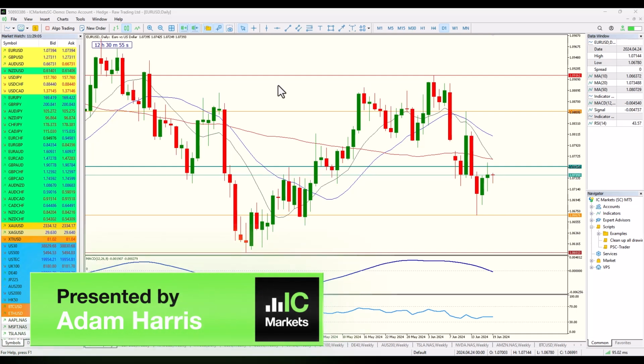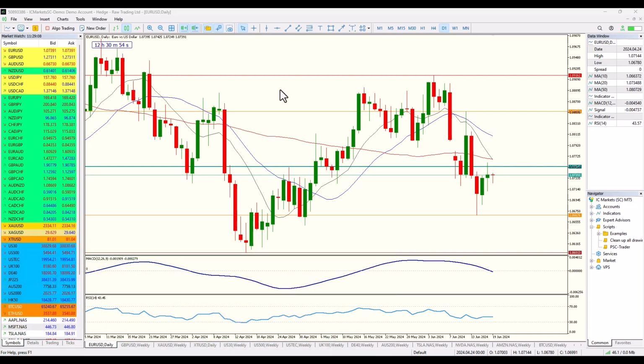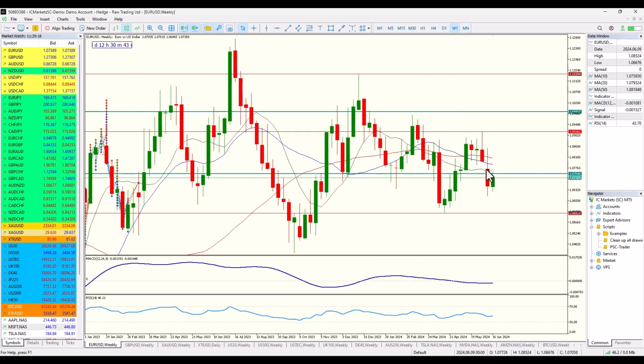So I'm going to run through all of the different asset classes, starting off here with euro dollar within the currency markets, and let's have a look. So first of all, we are in the downtrend producing lower highs, but if we look for context and zoom out, you will see that we're actually within a downtrend on the weekly. We've got lower highs and lower lows, so the downtrend is still intact.